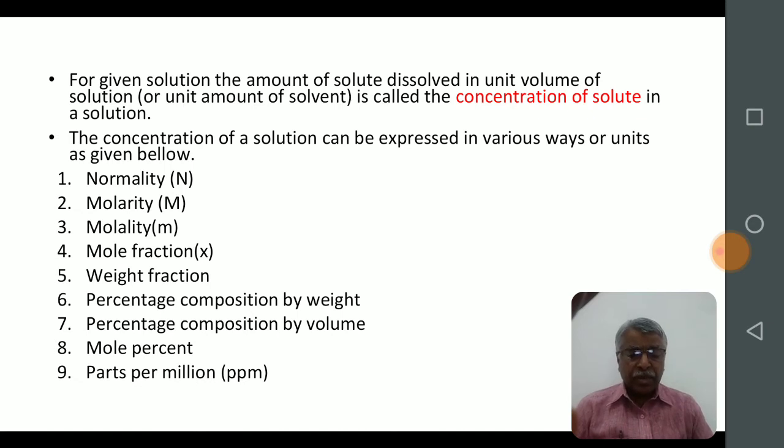Weight fraction. The weight fraction of any component of a solution is the ratio of the weight of that component to the total weight of all the components present in a solution. Then percentage composition by weight. It is the percent of dissolved substance by weight. Other terms are percentage composition by volume, mole percent, as well as parts per million.